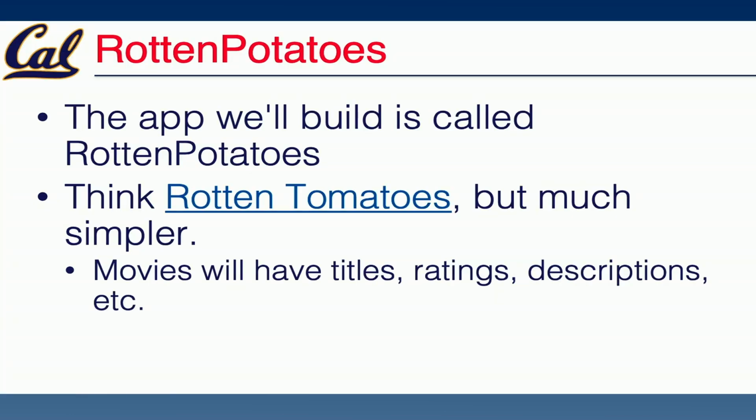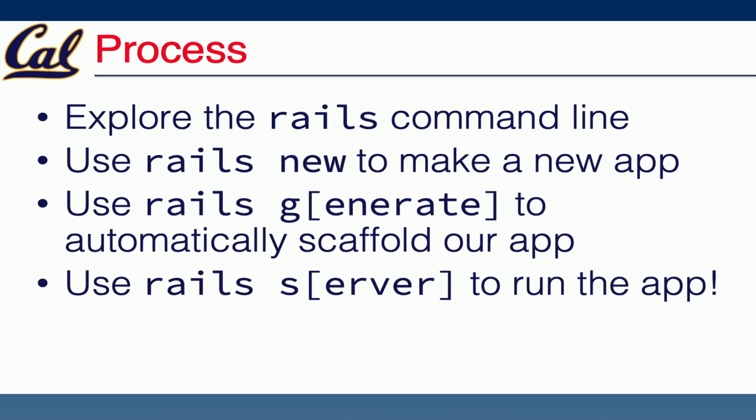We're going to be working on an app called Rotten Potatoes. If you've seen the movie review site, Rotten Tomatoes, that's sort of the idea. Our version is going to be much more simple, but it's going to be an app that deals with movies, reviews, and so on. This is the basis of the app that you'll be working on for the next couple CHIPS assignments that you'll be doing in this class.